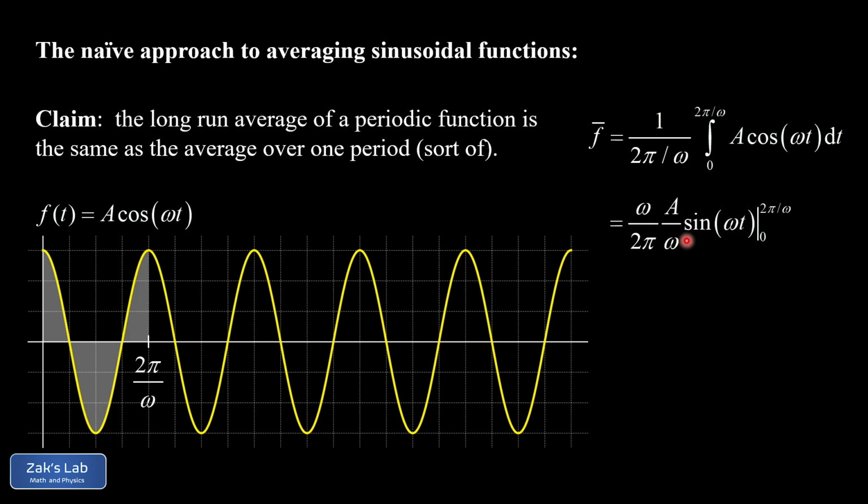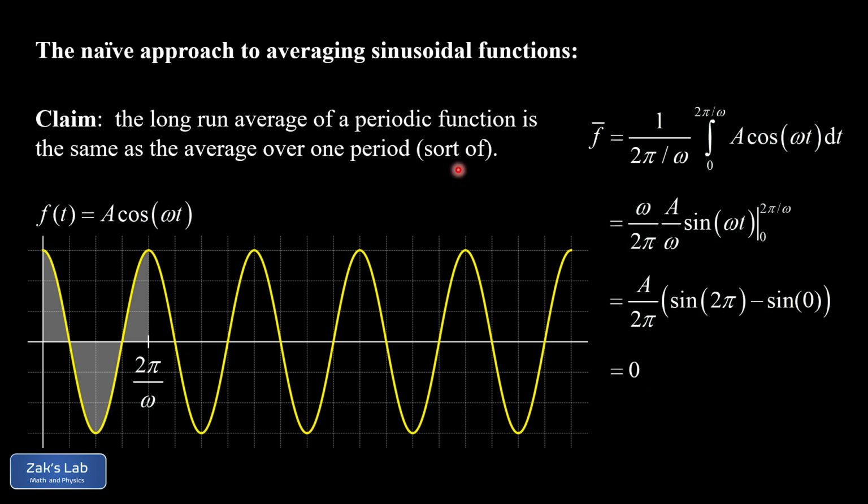Now the omegas are going to cancel here, giving me an A over 2 pi, and I evaluate across the limits of integration. So subbing in that upper limit of t equals 2 pi over omega, the omegas cancel, and I get sine 2 pi. And when I sub in the lower limit, I get the sine of 0. Well, the sine of 2 pi and the sine of 0 are both 0. And as we expected, our average value over one period turned out to be 0.